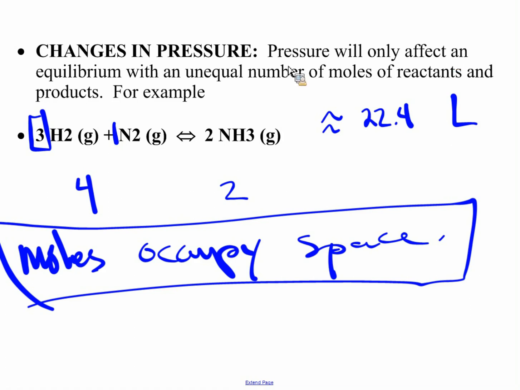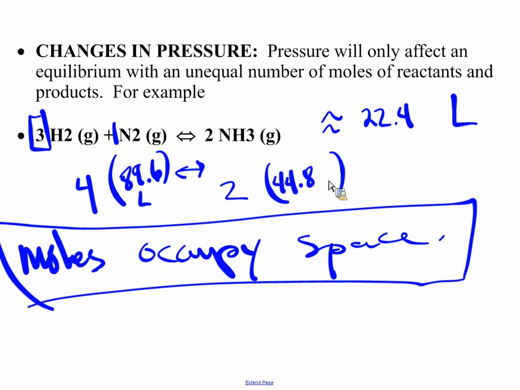So this side of this reaction would occupy roughly 89.6 liters of volume, right? This one over here would just occupy 44.8. It's really easy to notice that the left side requires more space to exist than the right side. Are we okay with that little nugget of information? So keep that in your mind. Moles occupy space.